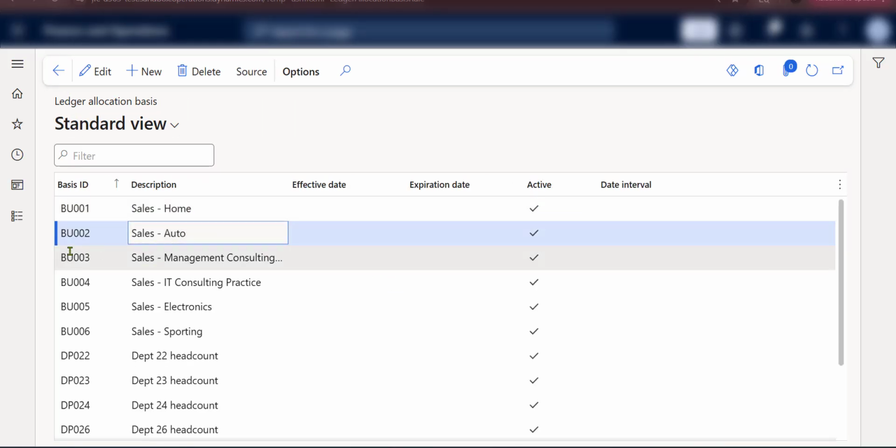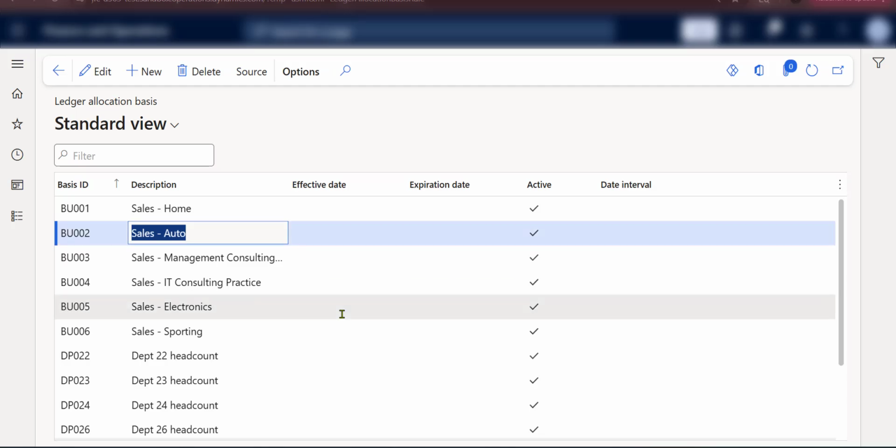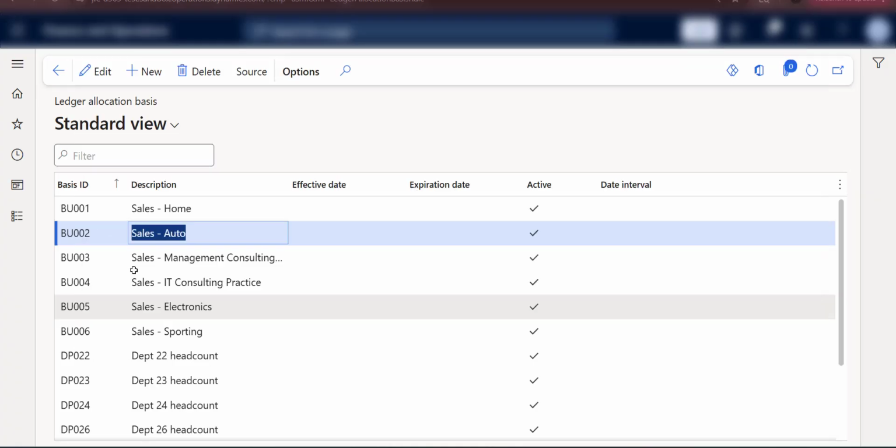Same thing for BU002 as allocation basis. The source, we expect to see the same sales account, but the financial dimension now is going to be 002. All right. So we just follow this logic. Coming back to Excel sheet, you can see clearly now we're having the same setting based on 4 accounts. Okay, now we can move on to the cost side allocation rule.